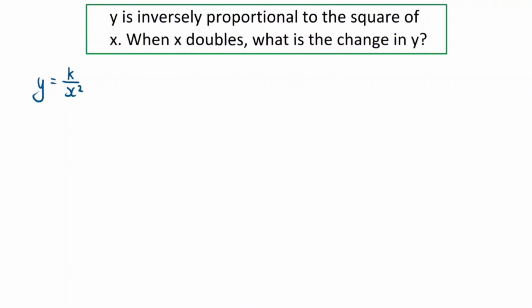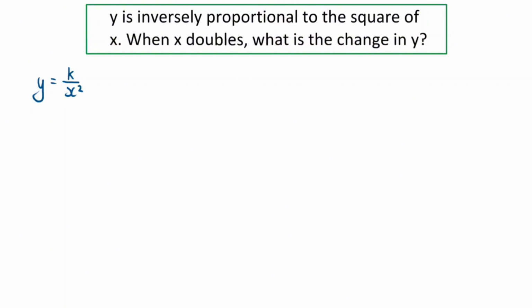So let's use this example here to illustrate. Say we have a variable y which is inversely proportional to the square of x. And when x doubles, what is the change in this variable y? So first, let's try to establish the relation between y and x. So we can write y equals k over x squared.